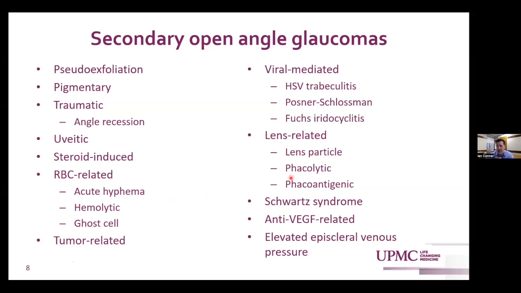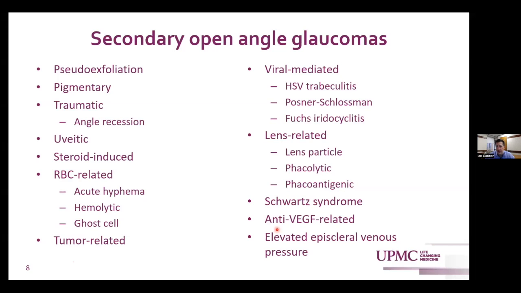So if I see a patient with an acutely high IOP, open angles, some corneal endothelial edema, I'll look on gonioscopy, and sometimes you'll see small KP, either stellate or even larger KP approaching the angle, and that's pretty common in HSV trabeculitis. Lens-related: lens particle from retained lens material, either after trauma or after surgery. Phacolytic is when you have a hypermature cataract that's beginning to leak lens material through the capsule, and macrophages are gobbling that up and clogging the meshwork.